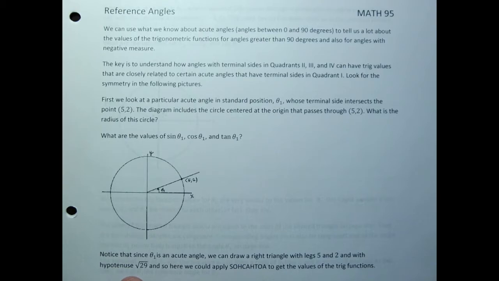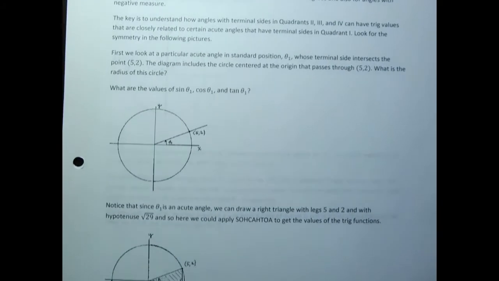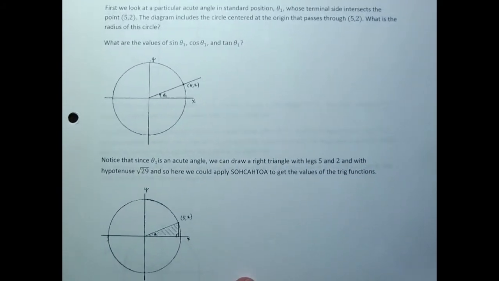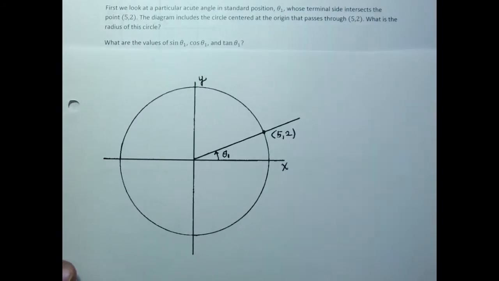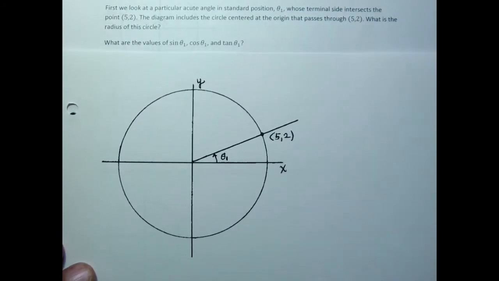So first we're going to look at a particular acute angle in standard position that I call theta 1, whose terminal side intersects the point 5, 2. The diagram includes a circle centered at the origin that passes through 5, 2. What is the radius of this circle? And I blew the picture up a little bit here so it's a little bit easier to look at.